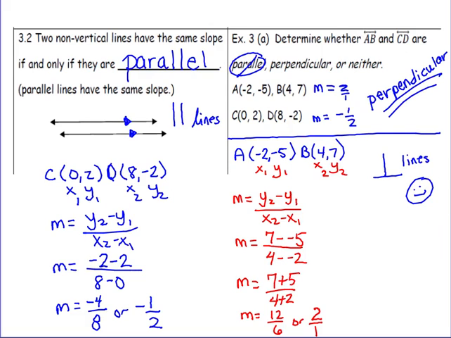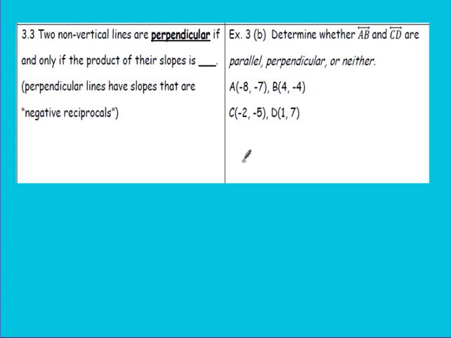Okay, moving on. Let's take a look at the next question and the rule. Two non-vertical lines are perpendicular if and only if, little biconditional for us there, the product of their slopes is -1.